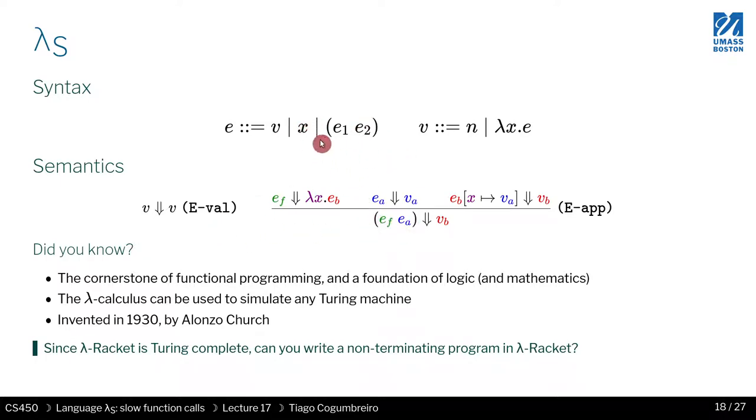Notice that there is no rule for variable, and we'll get to that. But for now, what I want you to understand is that there are two rules, and there is one rule per thing except for variable. So there is one rule for values, and there's one rule for function application.